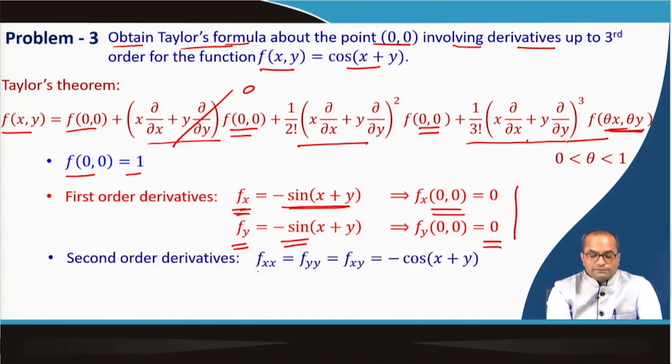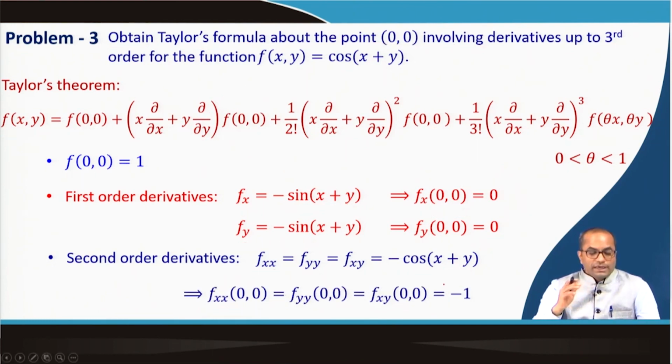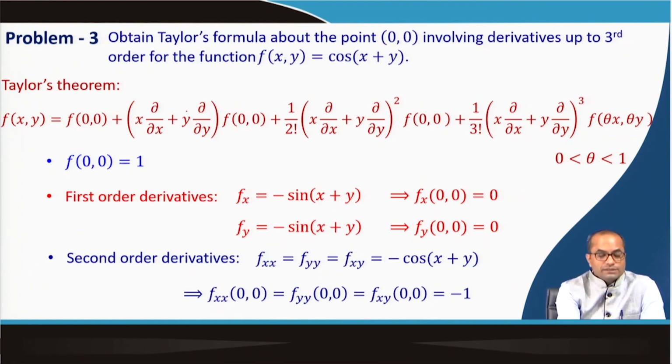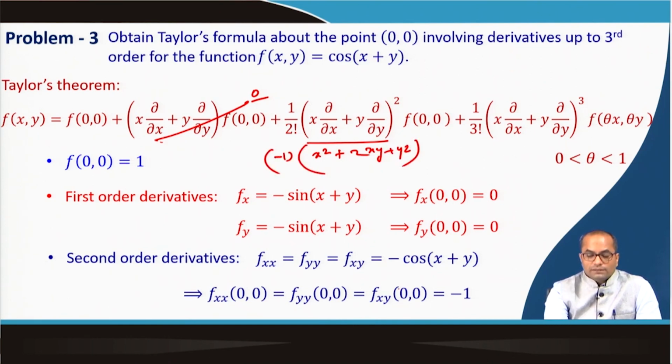The second order derivatives f_xx, f_yy, or f_xy, whichever you get, it will be minus cos(x plus y), and at (0, 0), all of them will be just minus 1. So, we have the first order derivatives which are 0, so this term will vanish, and here all these second order terms, we will get the x square, then we will get 2xy, and then we will get y square, and together with this minus 1 coming because the second order derivatives are minus 1. So, this term is also clear.